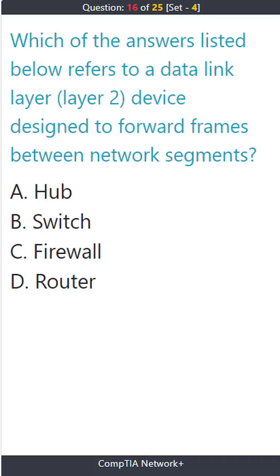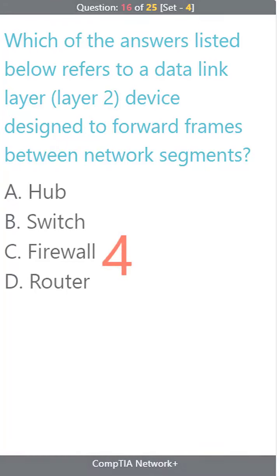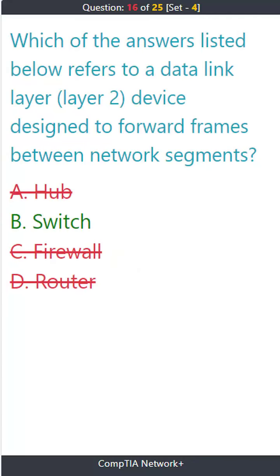Question 16. Which of the answers listed below refers to a data link layer, layer 2, device designed to forward frames between network segments? A. Hub, B. Switch, C. Firewall, D. Router. The correct answer is B, switch.